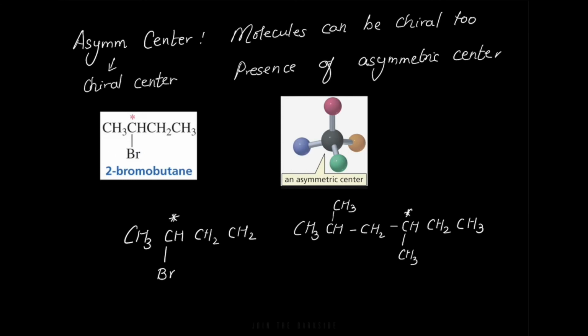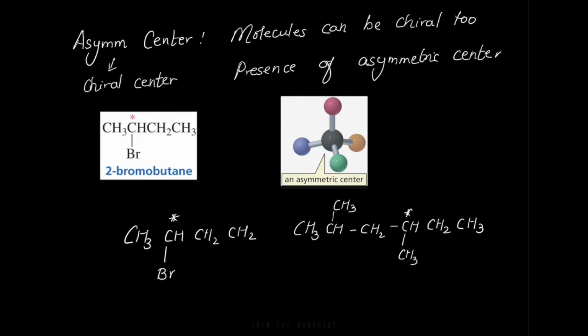Just as we have objects that are chiral, there are molecules which can be chiral too. For molecules to be chiral, you need to have an asymmetric center. Now, what is this asymmetric center? An asymmetric center, also called a chiral center, is a carbon atom that has 4 different atoms or groups attached to it. Here is an example.